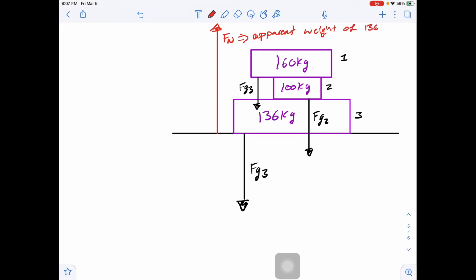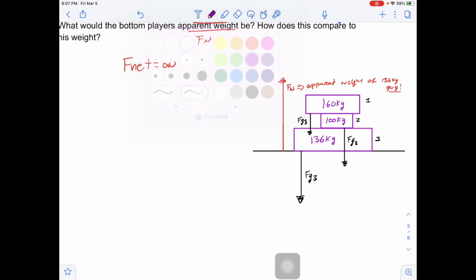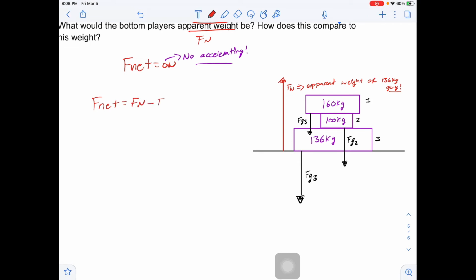Apparent weight of 136 kilogram guy. So now we can recall that the net force here equals 0 newtons because nothing is accelerating. And we can determine the equation of our net force based on the forces. So this will be the normal force, subtract the force of gravity 1, subtract the force of gravity 2, subtract the force of gravity 3. And remember, these are all negative because they're all pointing down. This is positive because this is pointing up.